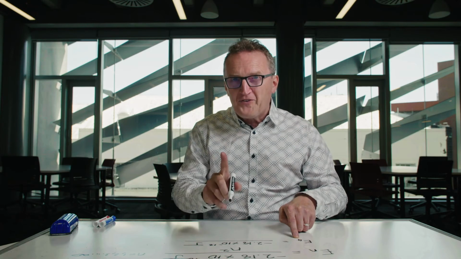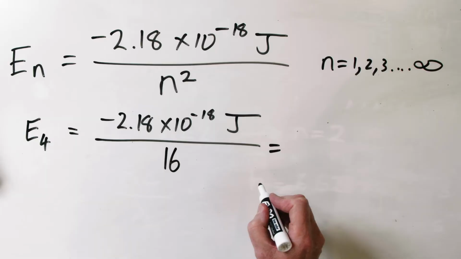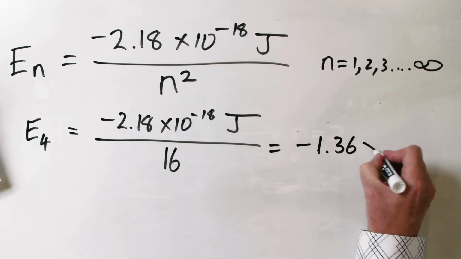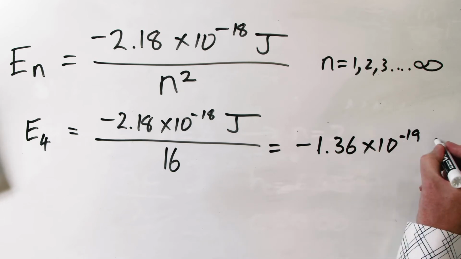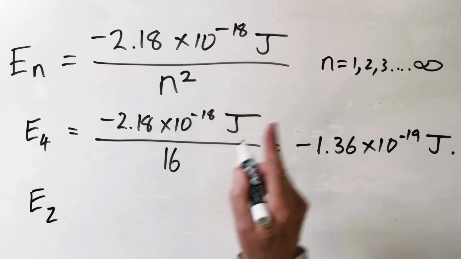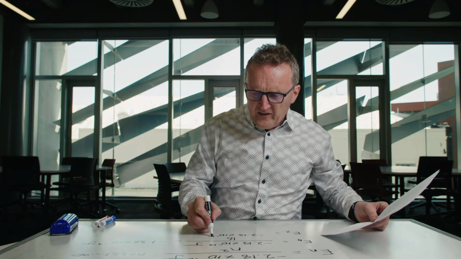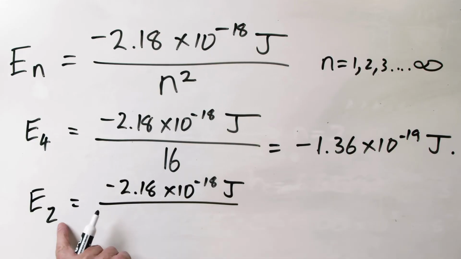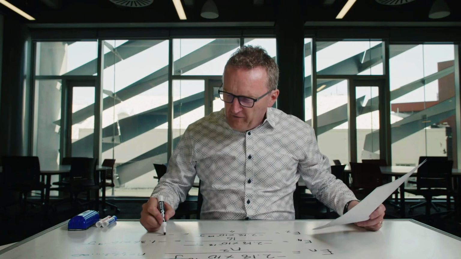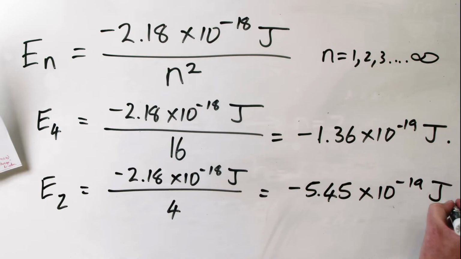Okay? Very common mistake in these sorts of calculations, people forget to square their n. So that's going to be over 16, and that is minus 1.36 times 10 to the minus 19 joules. Okay, E2, the energy of the final level, is minus 2.18 times 10 to the minus 18 joules over 2 squared, which is equal to 4, and that equals minus 5.45 times 10 to the minus 19 joules.